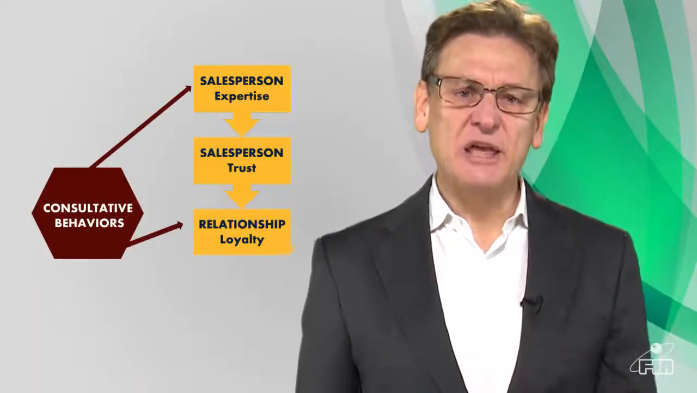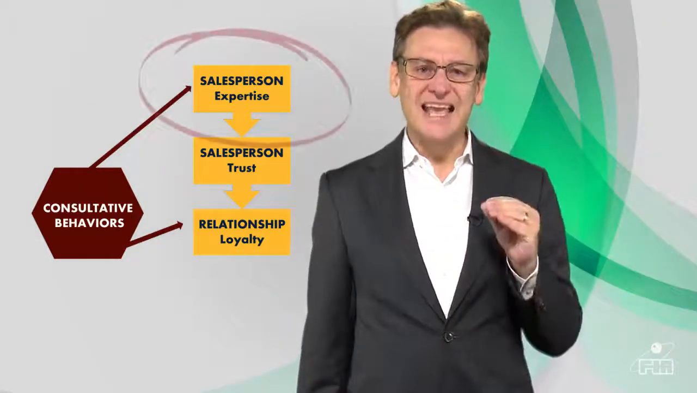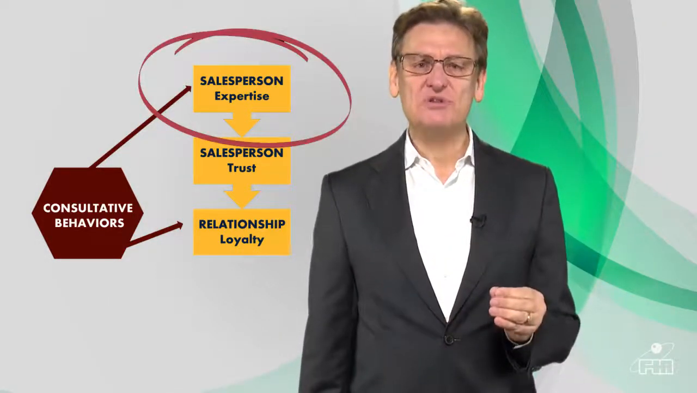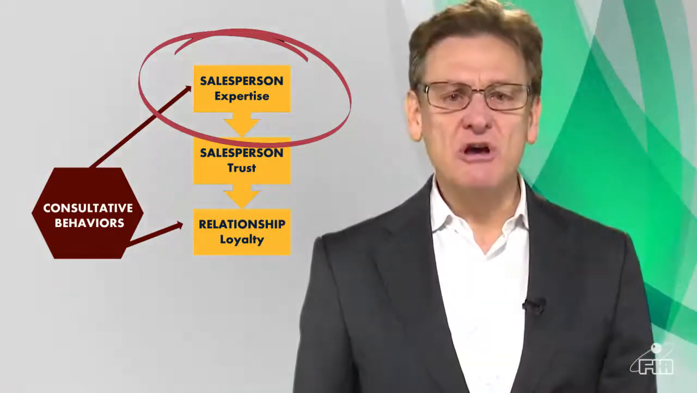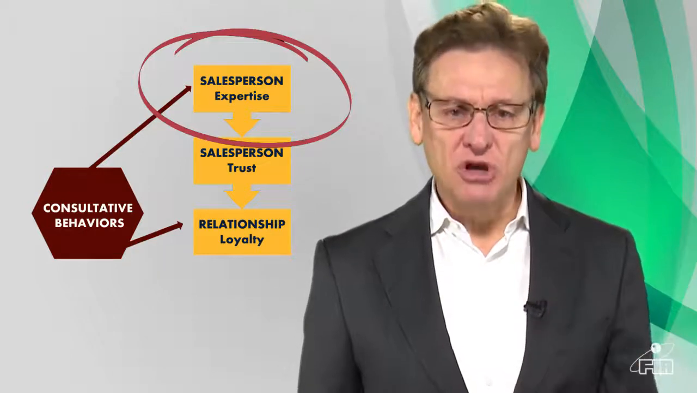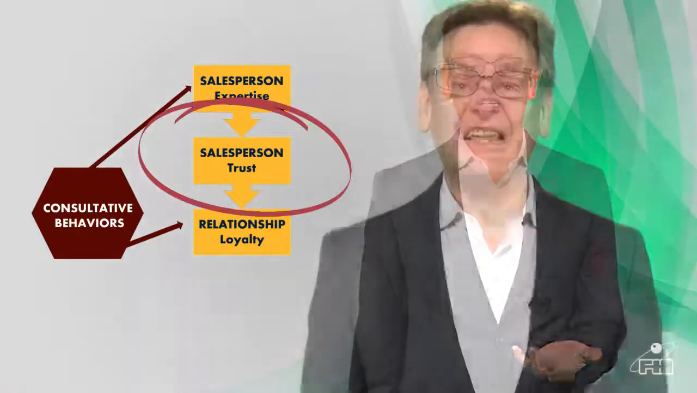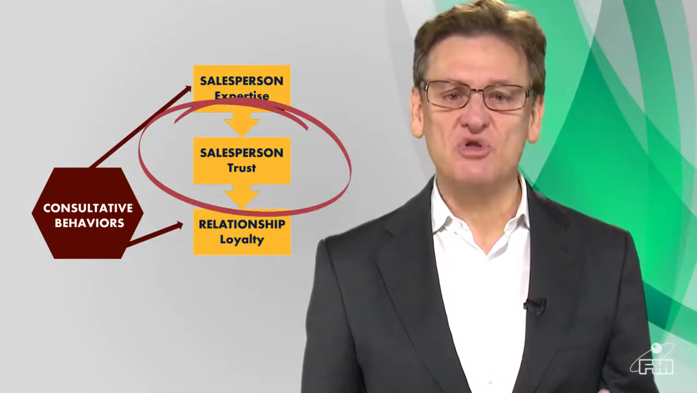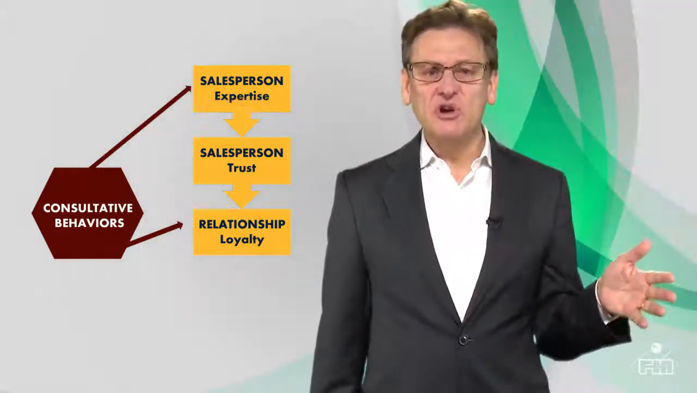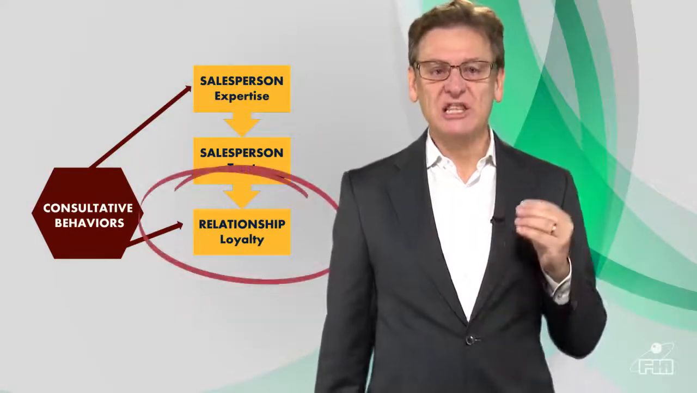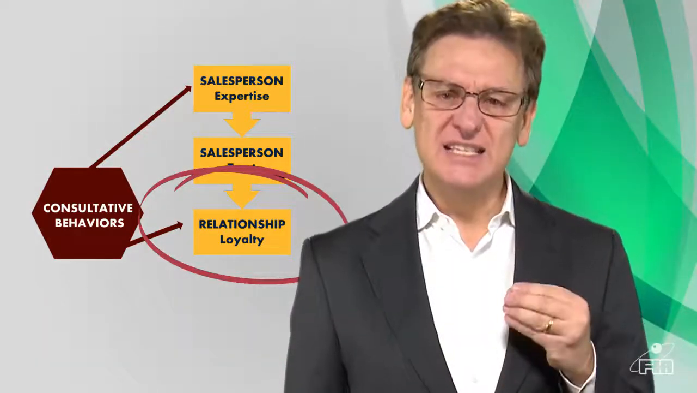This scheme describes how the consultative model operates. It all starts with the expertise. The salesperson must have a profound knowledge of the customer's business. It's not enough to be an expert on his product or service. The expertise drives trust. The client recognizes the salesperson's know-how, who then gains credibility. Over time, trust can evolve to loyalty in the relationship between customer and salesperson. How can we make this happen?